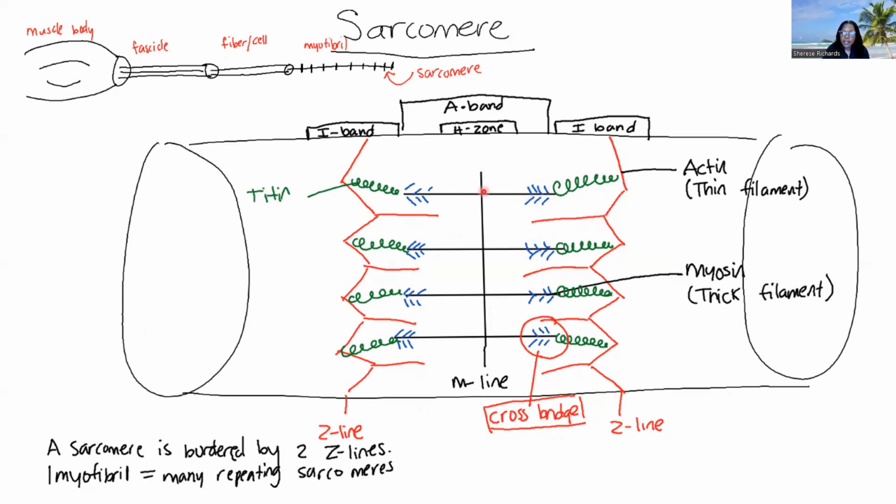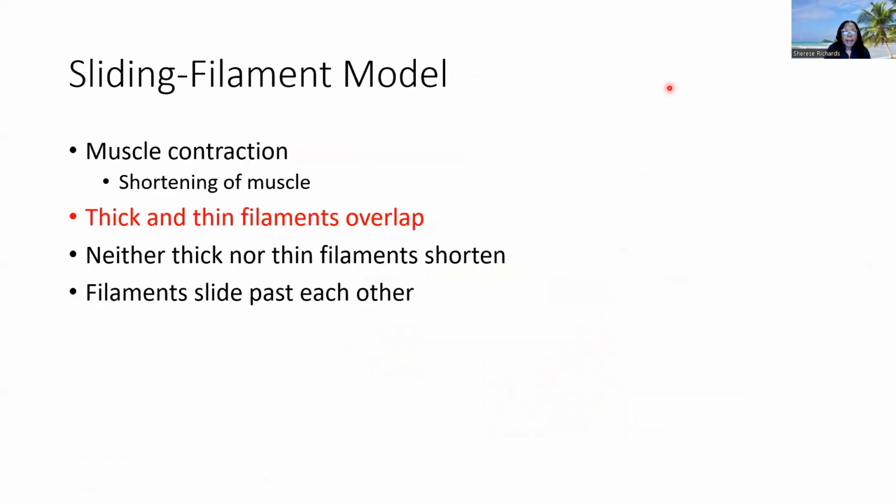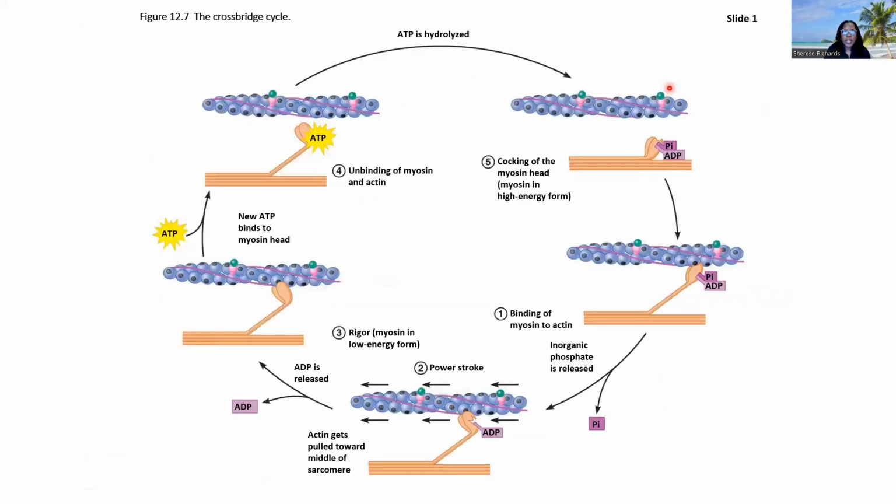Oops, towards the center here. And so as the Z lines get closer to each other, that will shorten the entire sarcomere and then eventually shorten the entire muscle, right? That is how we contract muscles. Okay. The other important thing I'm going to jump right to is the cross-bridge cycling.